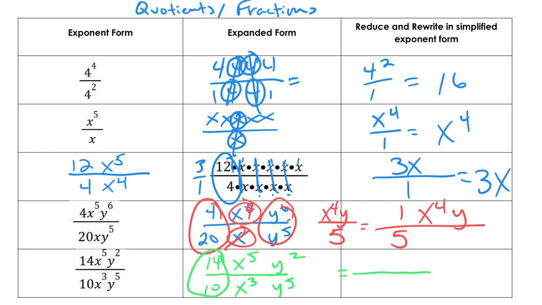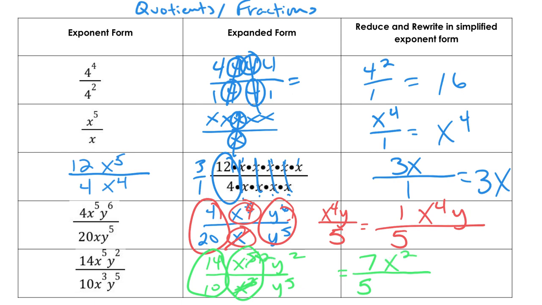I'm going to start with the 14 and 10, which does not simplify easily. So I just reduce everything by 2, so it becomes 7 and 5. I have x to the 5th and x to the 3rd. Now in this case, I have 5 on top, I have 3 on the bottom. I can cross those out. That leaves me with 2 up here.